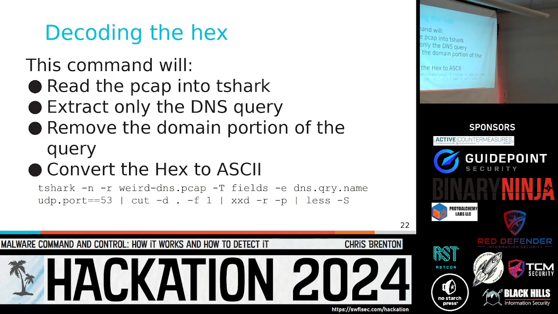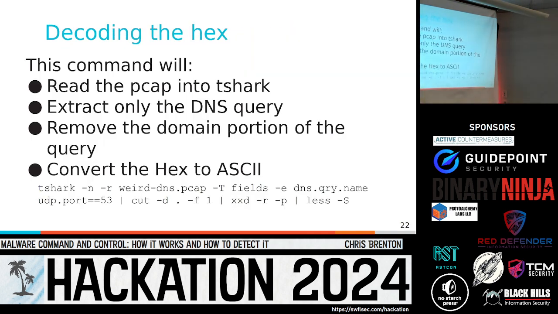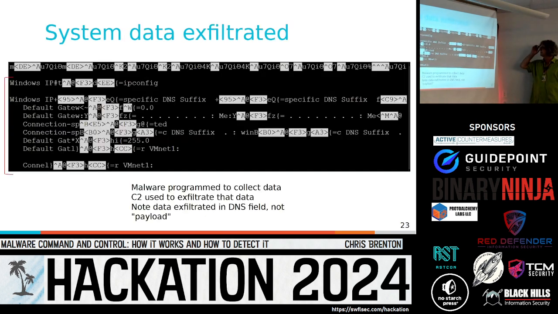I can go through TShark and say, read that PCAP file, pull out my DNS queries. So it's going to pull out this portion of the address space, and then I can just go in and use cut to say, only grab the host portion, only grab that hex. And then once I do that, run it through XXD, that'll convert it from hex to ASCII, and I'm going to end up with something that looks like this.